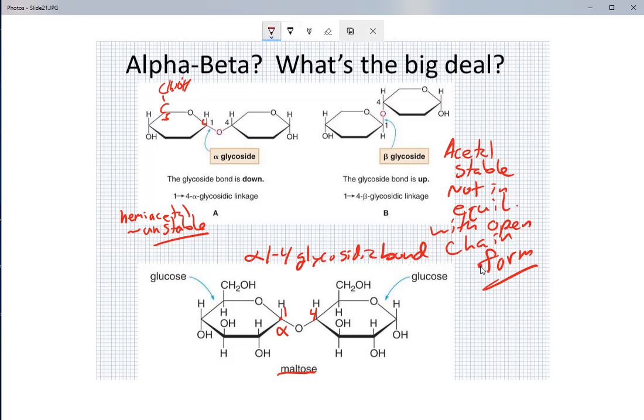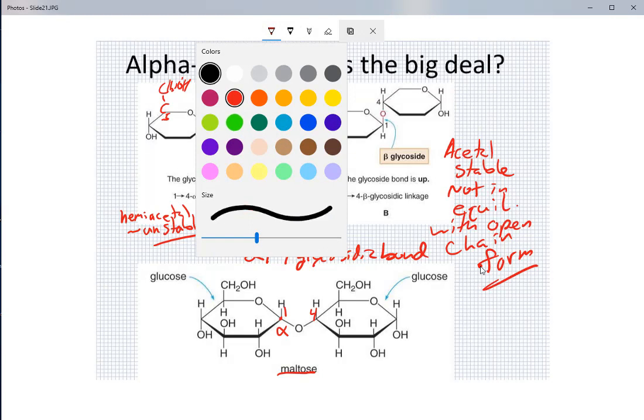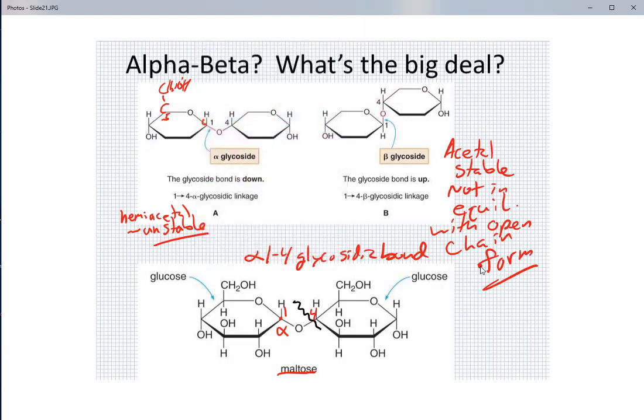We have enzymes that can hydrolyze or break an alpha 1,4 glycosidic bond, which means we can digest and metabolize maltose. If it was in a beta 1,4 linkage, we couldn't. So beta 1,4 is not digestible. Alpha 1,4 is what you find in maltose.